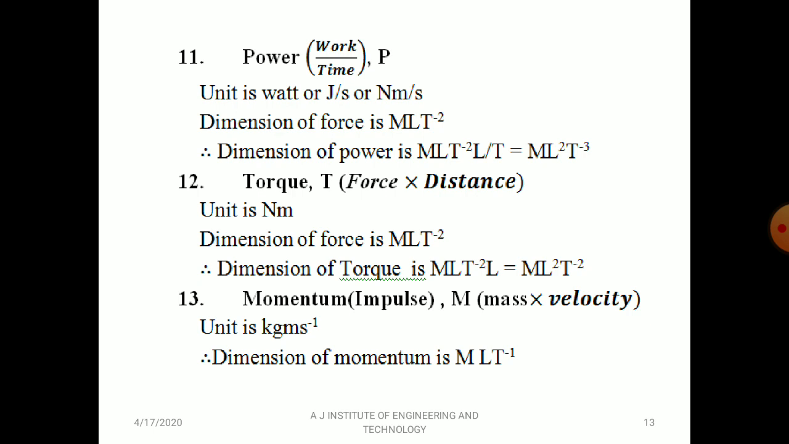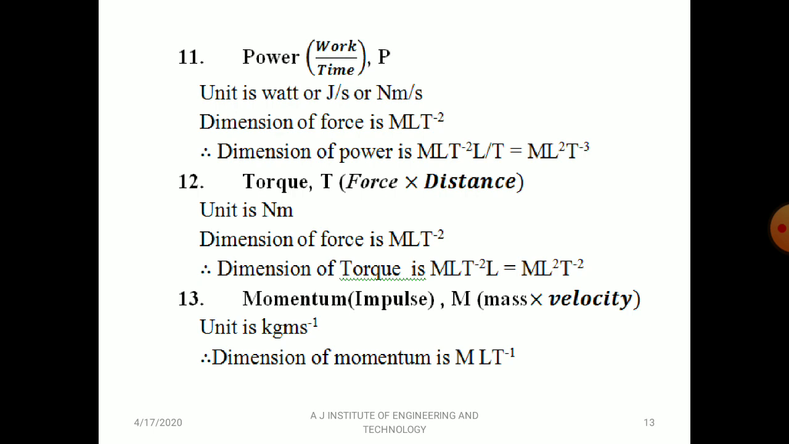Therefore the dimension of power is M L T to the power minus 2 into L, because force into meter divided by time is power. So M into L into T to the power minus 2 into L divided by T. So that is equal to ML square T to the power minus 3.